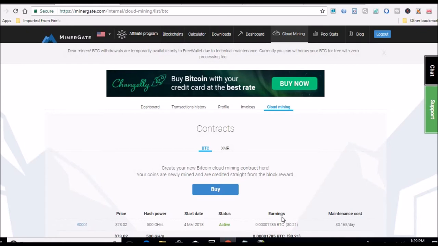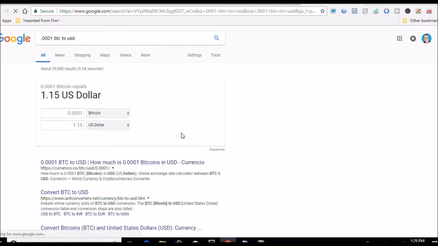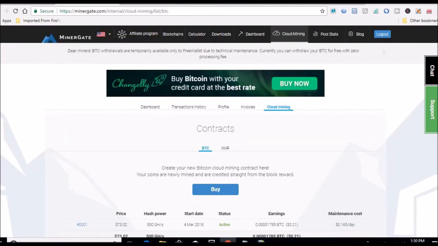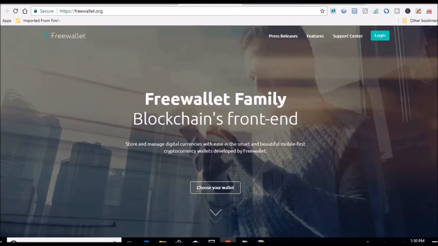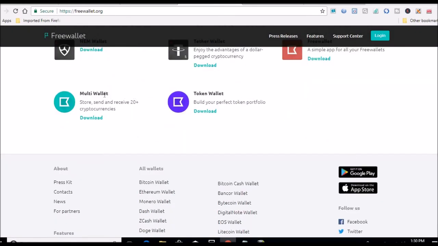0.0001. That's the minimum payout amount of Bitcoin. So if we go over to here, I would have to make $1.15 to get my first payout to wherever I wanted it to go, probably Coinbase or something like that. But as of right now, you can't withdraw any Bitcoin to anything other than Freewallet due to some kind of technical maintenance, whatever that means. So I went over to Freewallet today, which is right here, and I downloaded their multi wallet. If you scroll down right here, I downloaded this. It's on my phone.